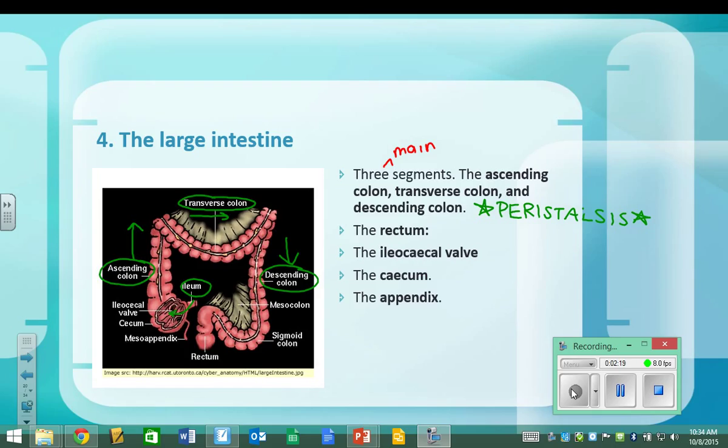It would be especially important in somewhere like your ascending colon. Remember that food is getting pushed. It's not moving because of gravity. If there were no peristalsis, stuff would not move from the bottom upwards. So we need that rhythmic contraction of muscles to keep things moving along. Now those are the 3 main segments of the large intestine. There are some other structures that are part of the large intestine that I'd like to mention.